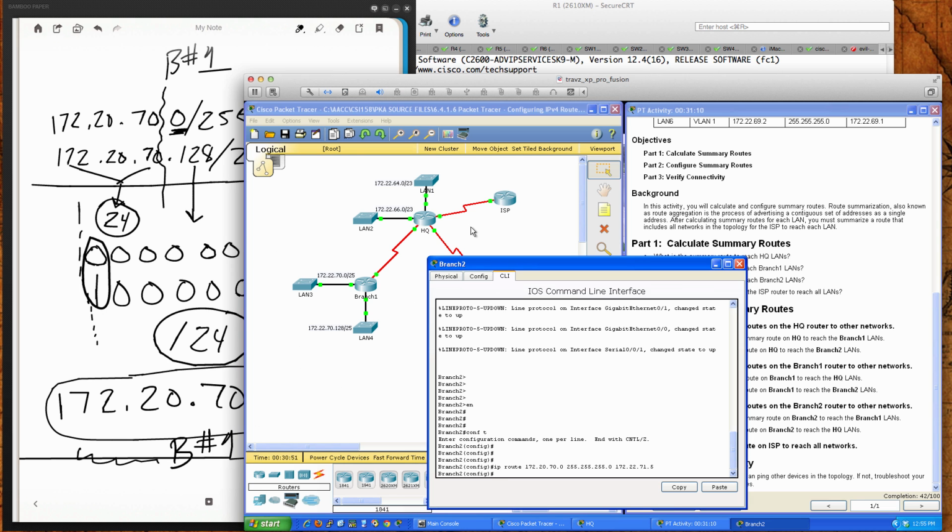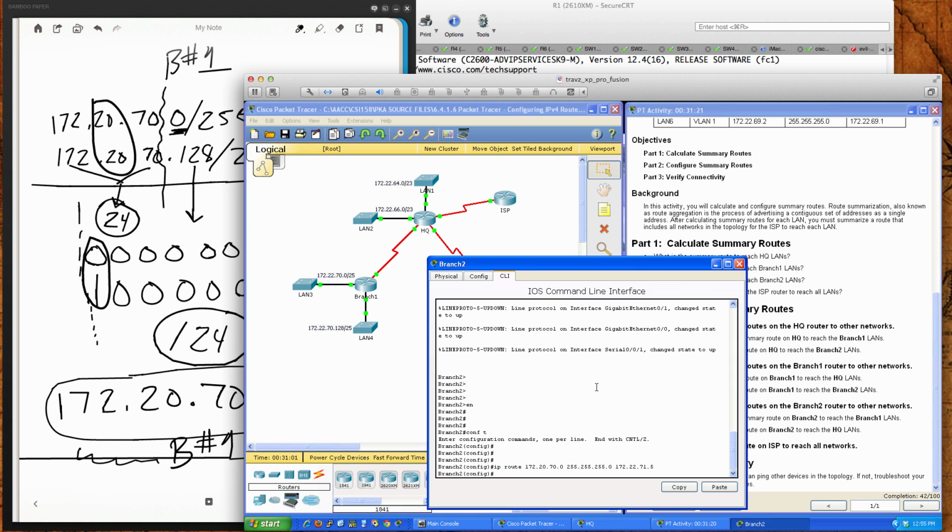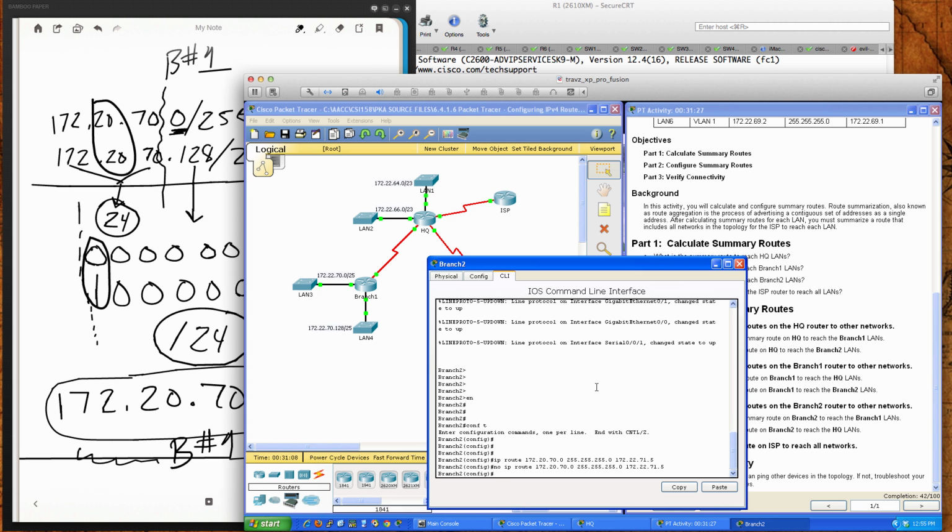And did I read those wrong? I certainly did. So we've got 20 in there, and that's our problem. And so the second octet here for branch 1 should be 22. So let's go ahead and fix that. Again, sometimes you end up with typos. It's always good to go back and double check.